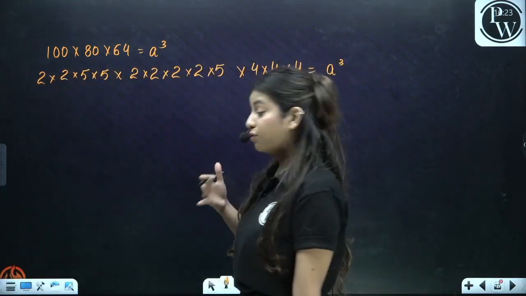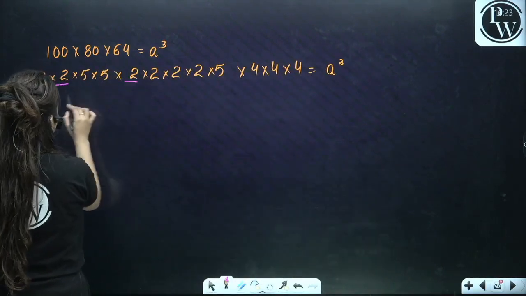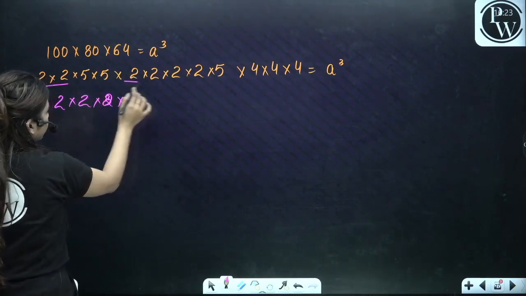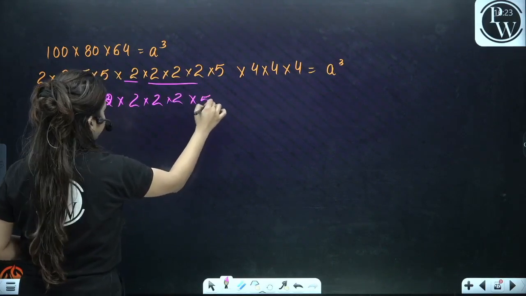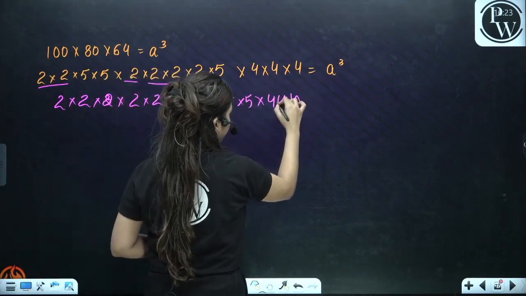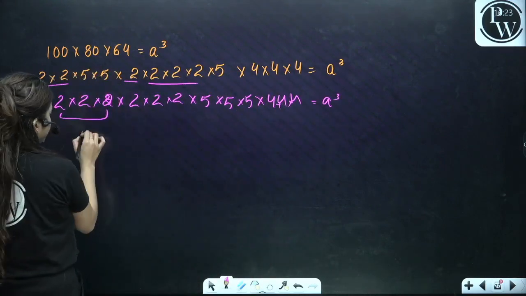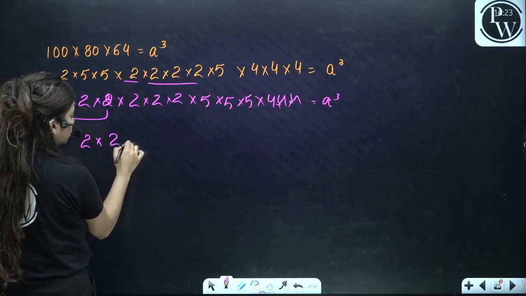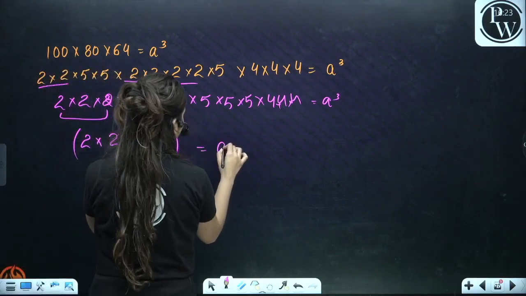Now we will make a pair of 3 and write it down. That means, see, 2 and 2, we can make one group of 3 over here. Then we have three 2s again. Then we have three 5s. And then we have three 4s. This is a cube. So basically I can write this down as 2 into 2 into 5 into 4, which will be equal to a cube.